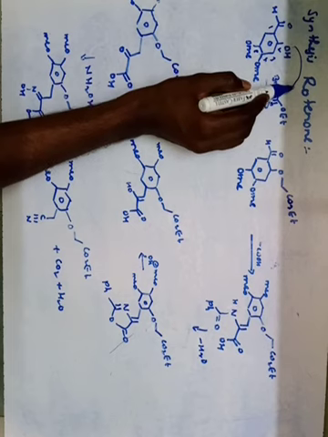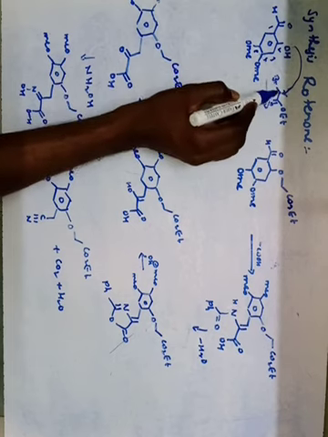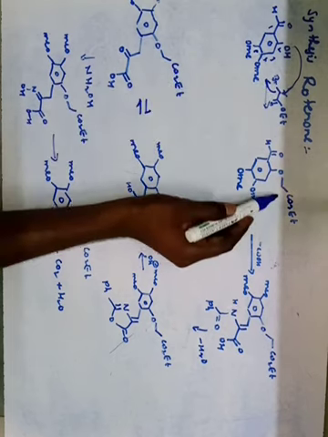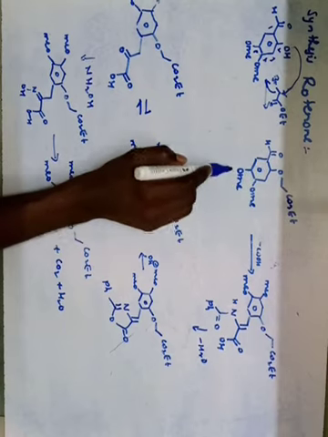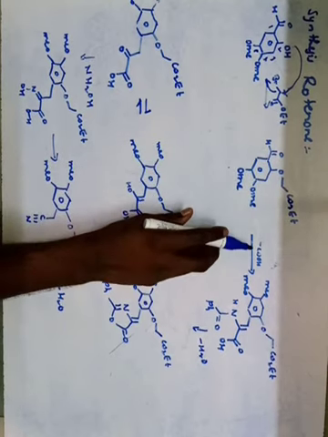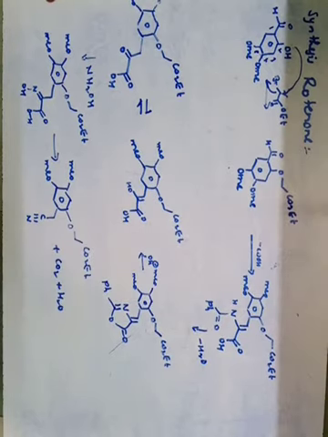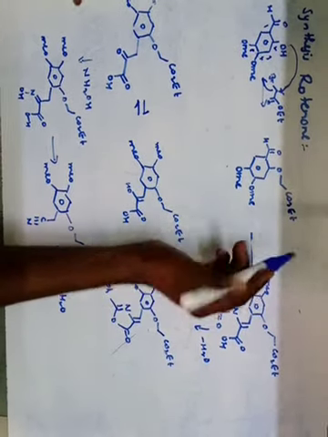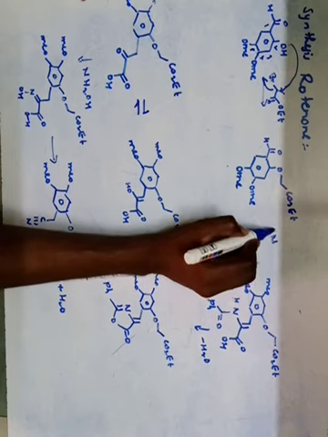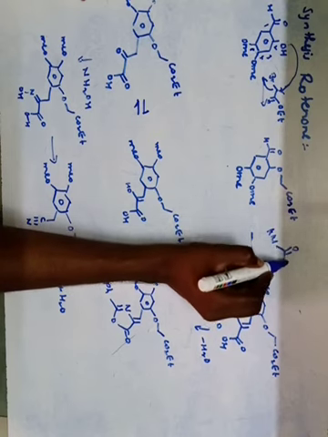Here the oxygen electrons come here, and bromine is removed as HBr. So the formation will be like this, and it is treated with piperic acid. Let me repeat, this is piperic acid, and it reacts with piperic acid.